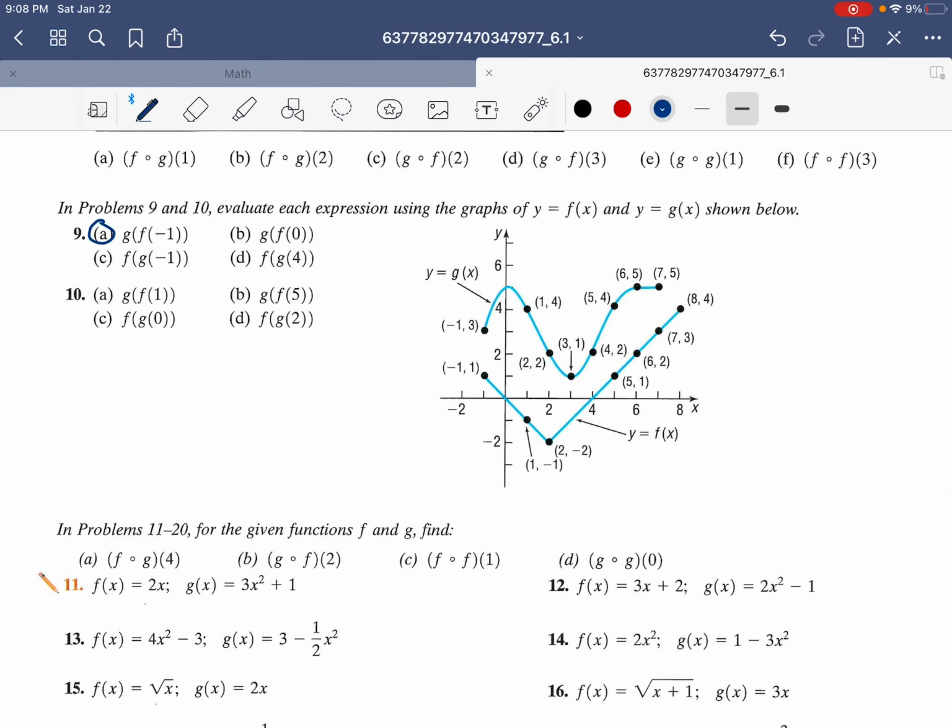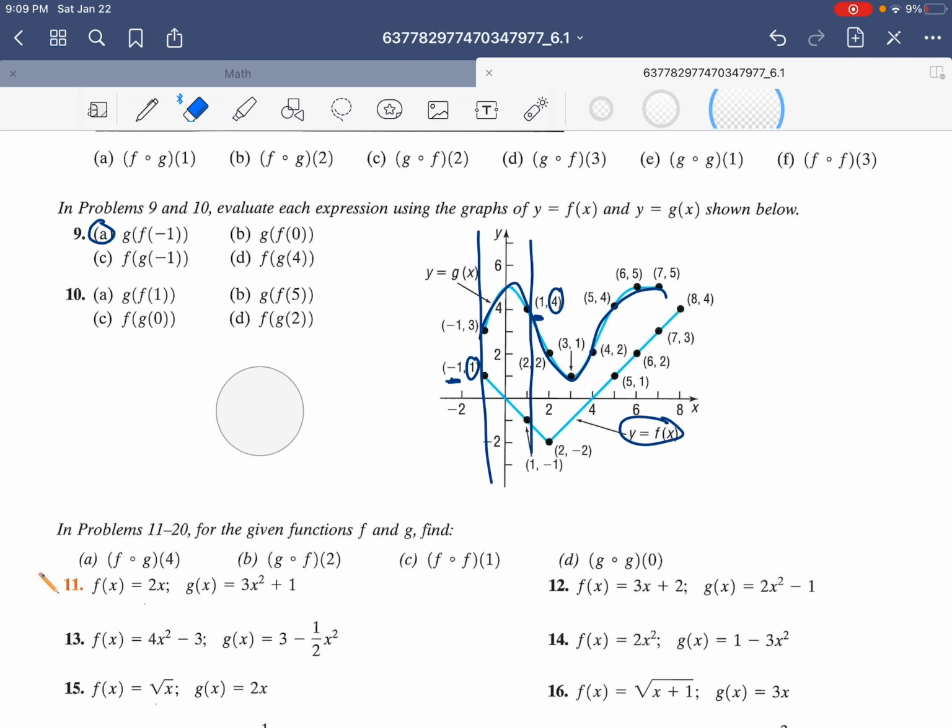So let's do A, g of f(negative 1). We're given two graphs: y equals g(x), and y equals f(x). So for A, f is on the inside, so we're going to look at this graph. When x is negative 1, y is 1. Now we're going to look at this graph. When x is 1, y is 4. So our answer is 4.